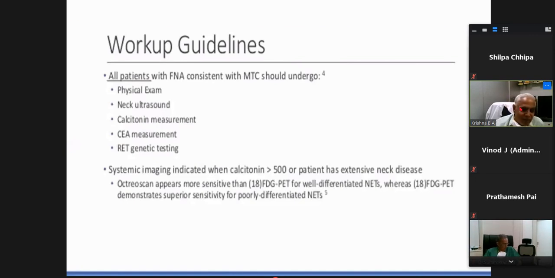Now, I would like to impress upon this because I get a repeated request for FDG PET CT and all when the calcitonin is 30, 40, 50. Even at 100, 150, I think one should not get into that. Octreo scan, which is a somatostatin receptor scan, is becoming an important tool, but is not recommended right now. FDG PET scan stands the main study for these medullary thyroid cancer workup.